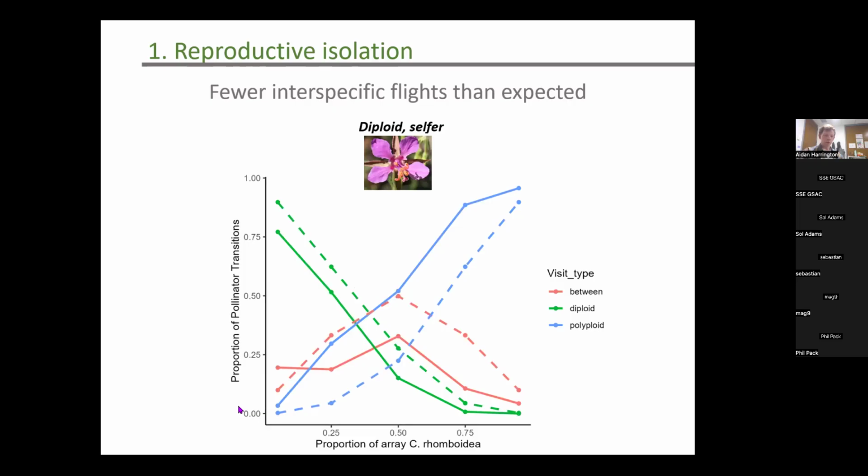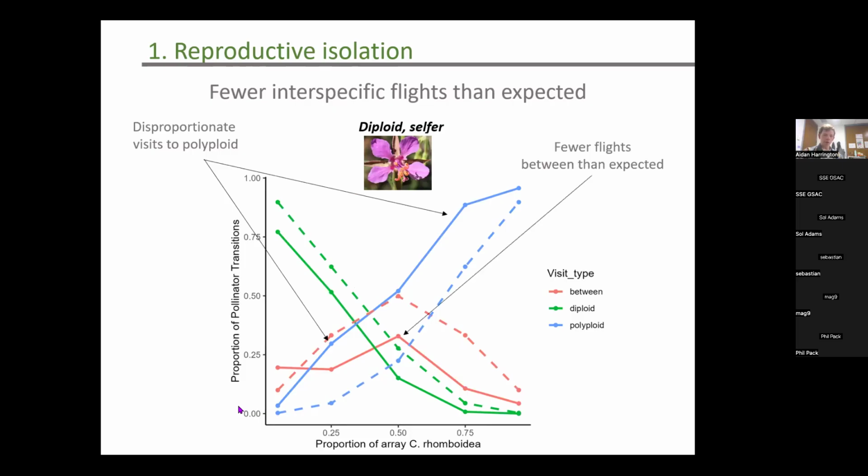So the first thing to notice here is that there are disproportionate visits to the polyploid throughout the different arrays of different frequencies. Even as rhomboidea frequency increases, the bees consistently stay visiting rhomboidea, the polyploid. And then the other key thing here is, if you look at the red line, there are fewer transitions, fewer flights between the two species than expected under density-dependent mating.